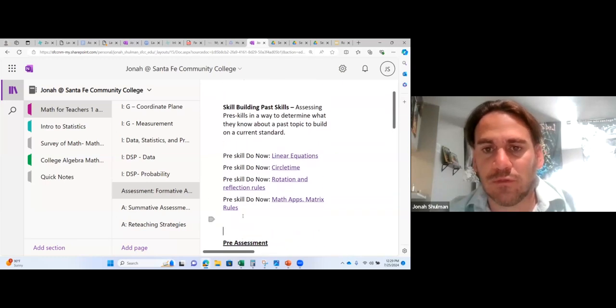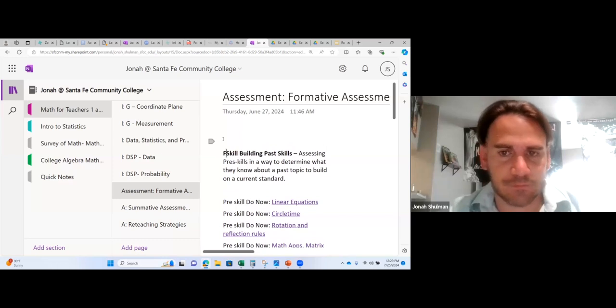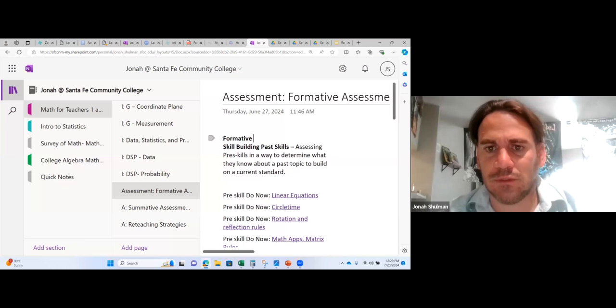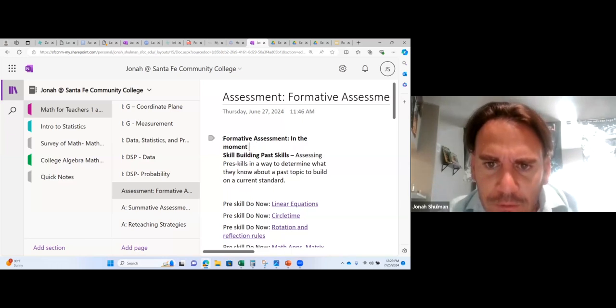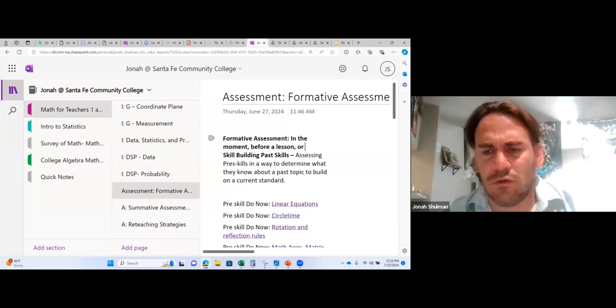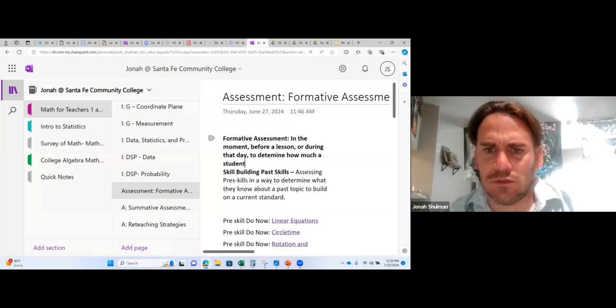And then we'll look at all of them. But the first one is just to do a formative assessment. And what is formative? Formative assessment is in the moment or during the day, before a lesson or during that day, to determine how much a student knows.